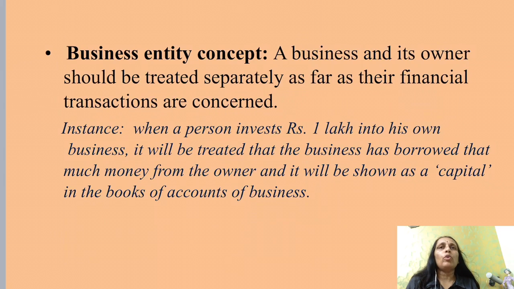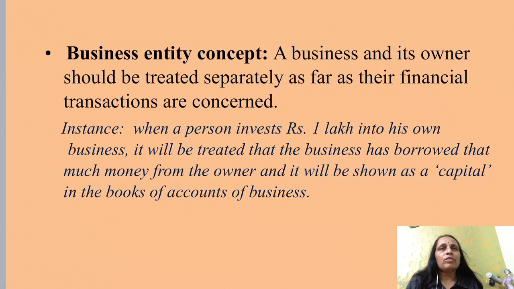Entity has its own artificial legal identity. So, A Limited is a person in the eye of law. A Limited can purchase property in its own name. A Limited can enter into any legal agreement or any legal transactions in its own name. So, business is separate from its owner, and this is the reason that we put capital under the liability side of the balance sheet.